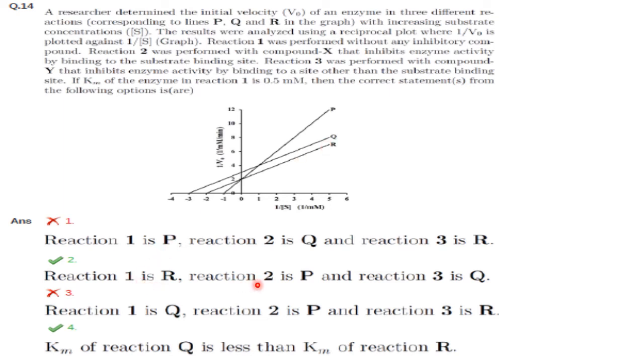Then reaction 2, you will see. What is reaction 2? It was performed with compound X that inhibits enzyme activity by binding to the substrate binding site.